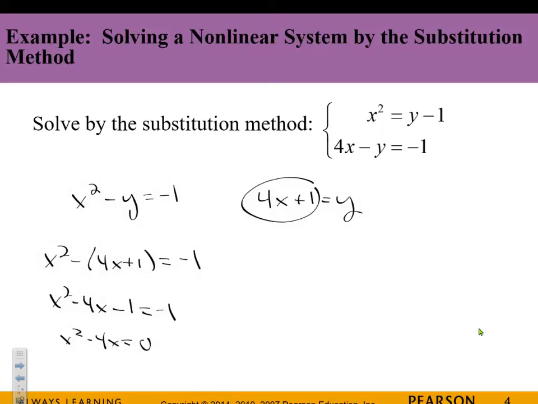You could factor out x, and that would leave you with x minus 4. That means that x is 0, and it's 4. So when I make my coordinates, I'm going to have a 0 and a 4. To figure out the corresponding y's, you're going to plug those back in. So what's 4 times 0? 0. Plus 1. So here I have one solution. Let's plug in that 4. And then the other one's going to go with 17. So you really have a parabola that crosses the line twice.